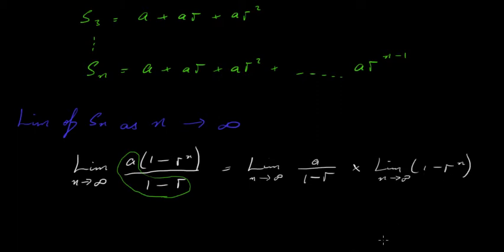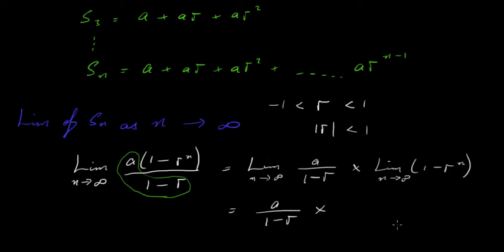So we've got a constant here, and the limit of a constant is just a constant. So we just end up with a over 1 minus r for the limit of this. Now we have to multiply that by the limit of 1 minus r to the power of n. Remember, in our particular case, r is going to be less than 1 and bigger than minus 1, or indeed the modulus of r is going to be less than 1. So r is always going to be a proper fraction.